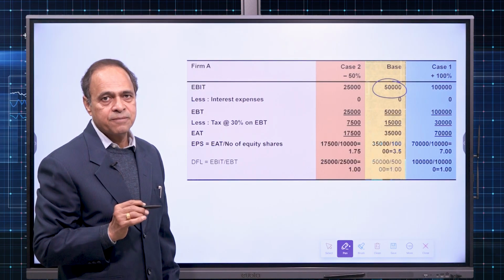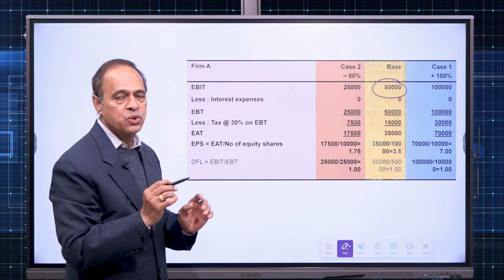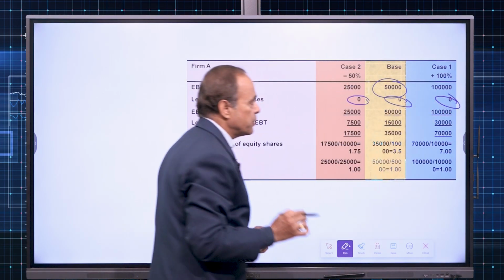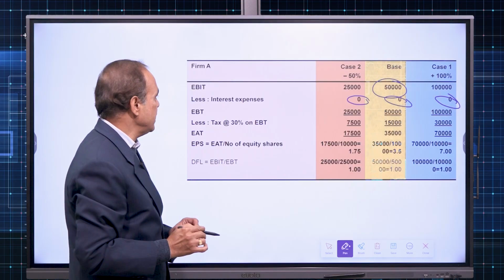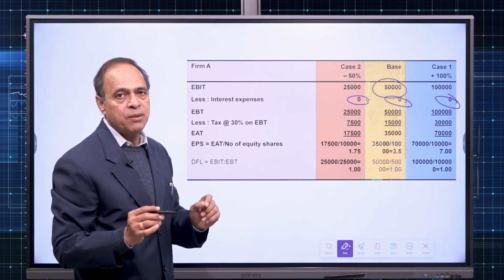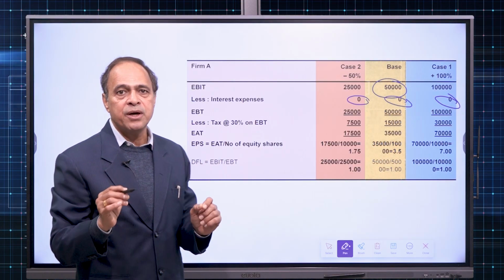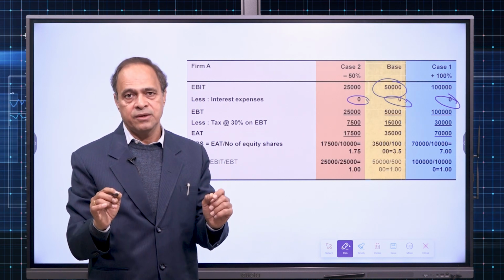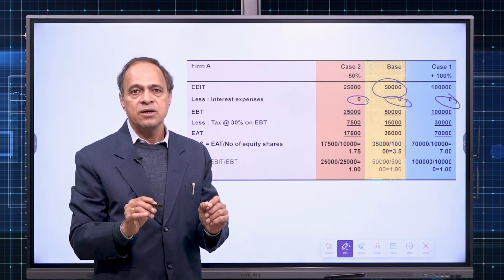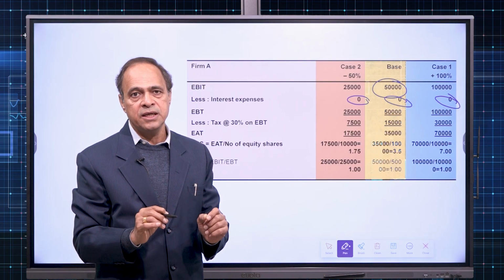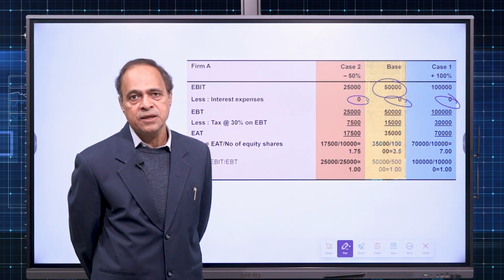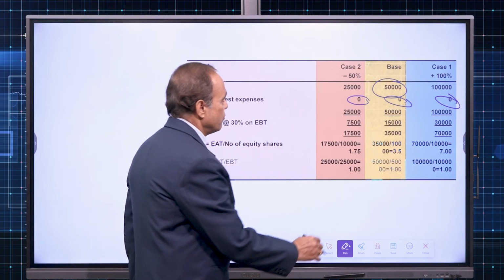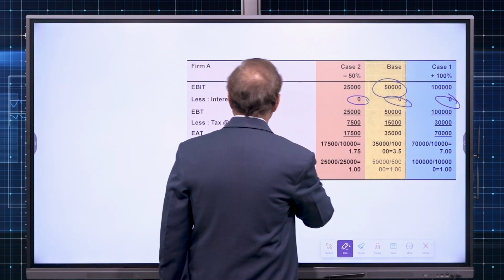Since there is no debt, whatever may be the case, up case or down case, the interest component will remain 0. So finally, whatever is EBIT, the same is EBT. And remember, if there is no debt financing, then DFL will be 1. And that DFL of 1 means from the given level of EBIT, if EBIT changes by 1%, EPS will also change by 1%.